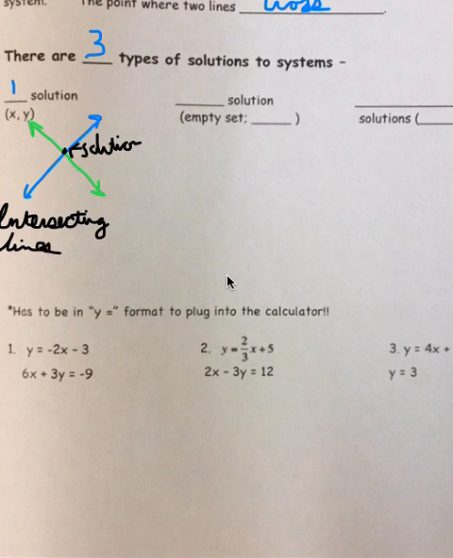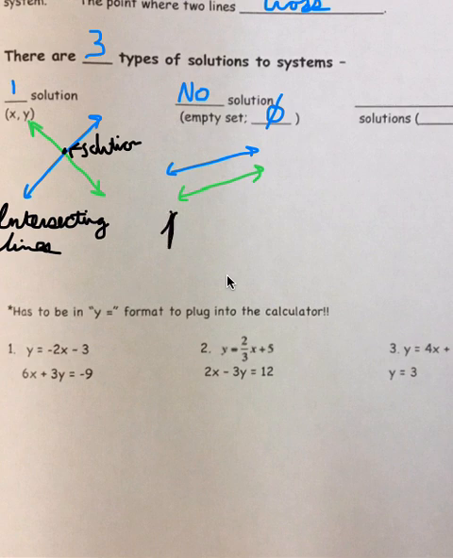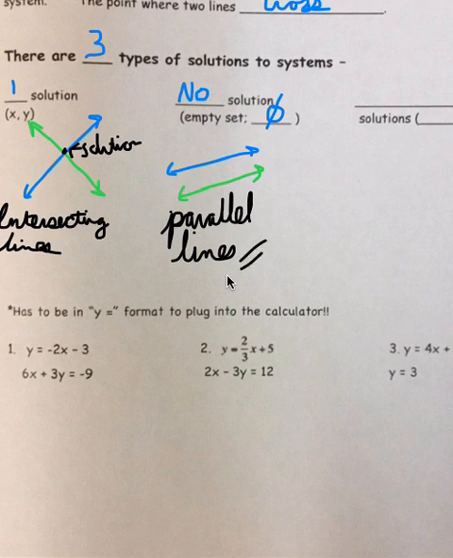So that's one solution. We have no solution. This is the empty set. These would be parallel lines. So the lines never meet. And you can list it as something like that if you want to.